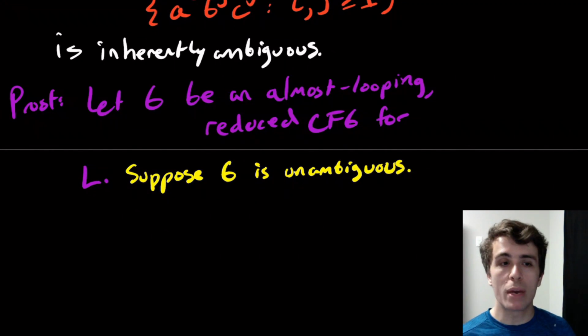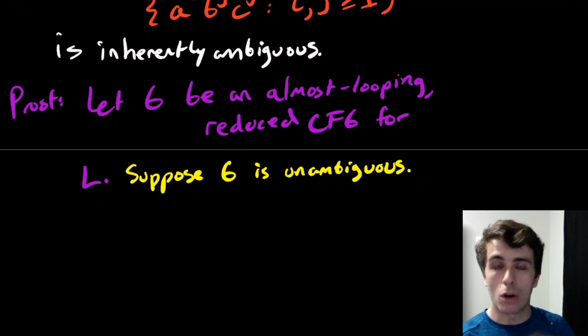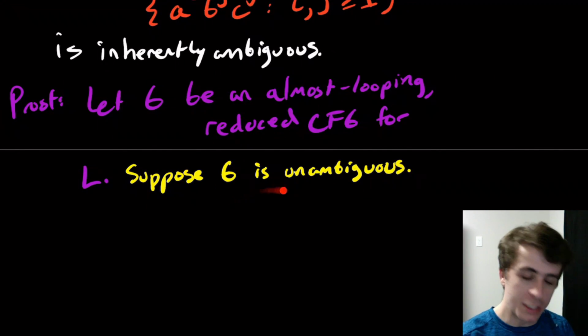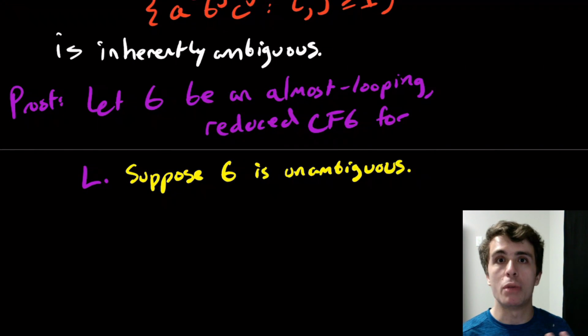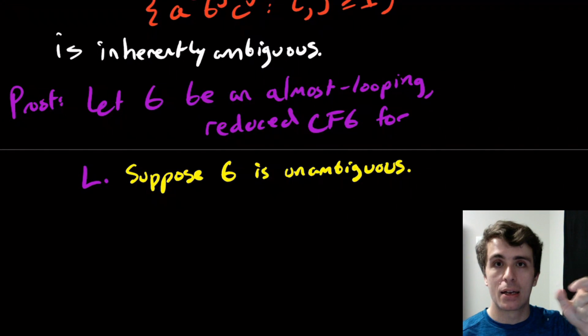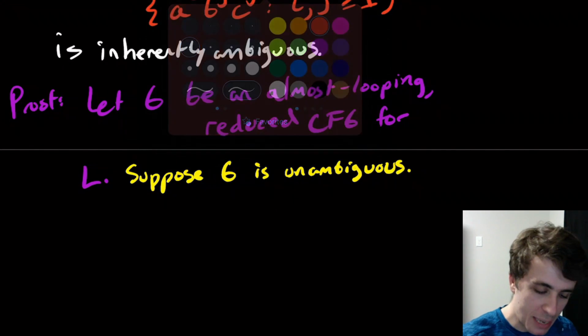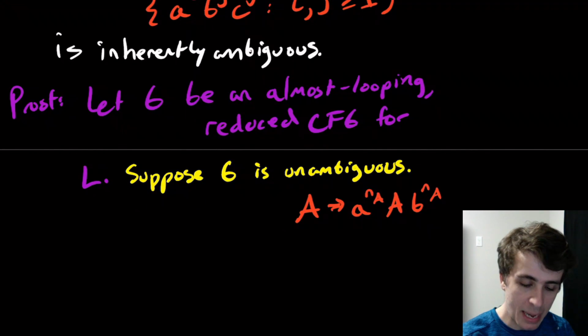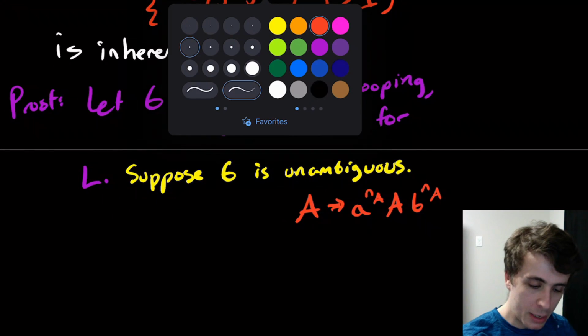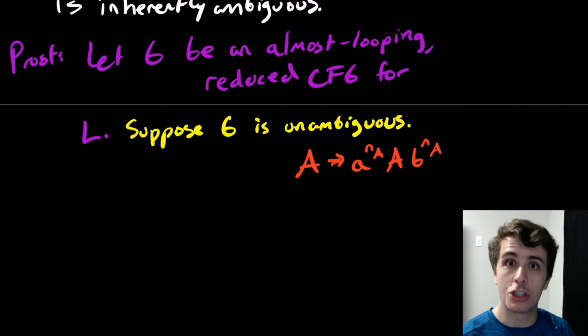Okay, so what are we going to actually do here? All that really big technical lemma that we did applies here because we're dealing with an unambiguous, almost looping, reduced grammar for this language, which is what the lemma dealt with. If you remember, we had those type 1, 2, and 3 variables, which had the n sub A constant on there. Especially for type 2 and 3, we had A going to a to the n sub A, capital A, b to the n sub A.